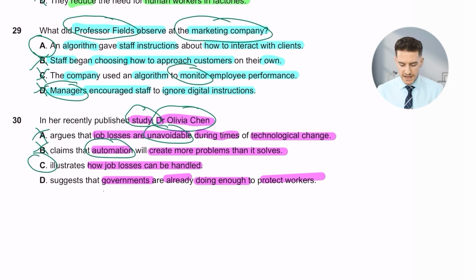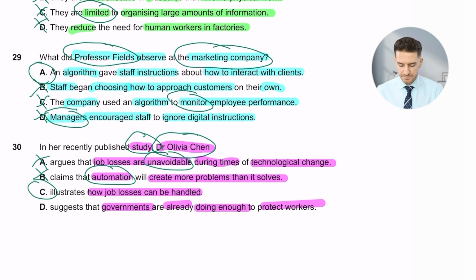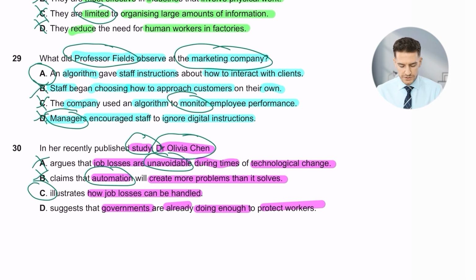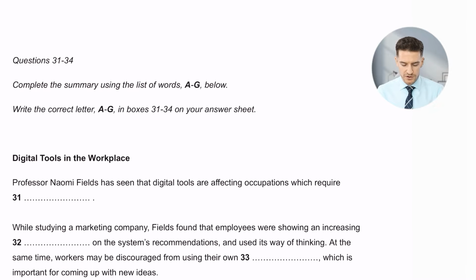D suggests that governments are already doing enough to protect workers. Well, she talks about governments, but she does not say they are already doing enough to protect workers. So we can remove D. So there you go. They were the multiple choice questions. Now let's move on to the next set of questions.